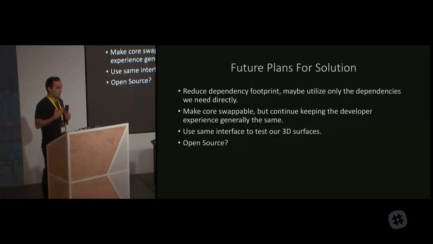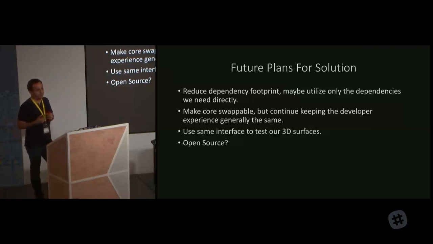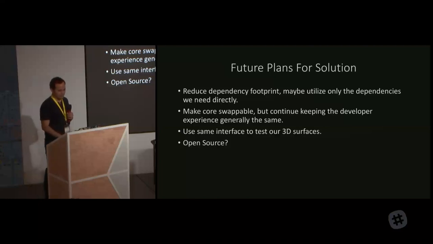So we probably won't ever use Puppeteer, but if we ever wanted to test some other surface, especially since JavaScript is a very small subsection of what we actually use in VR, we probably just want to be able to have the same abstractions and just swap out the core for that. And lastly, I'm personally a huge fan of open source efforts. So if it ends up making sense and brings some value to the community, we might open source it.